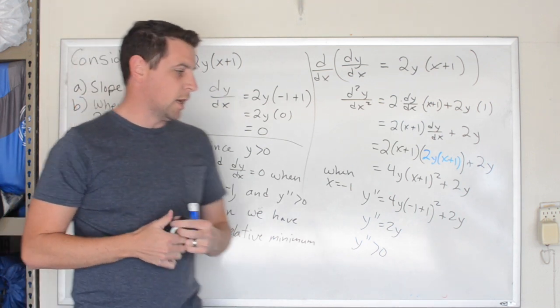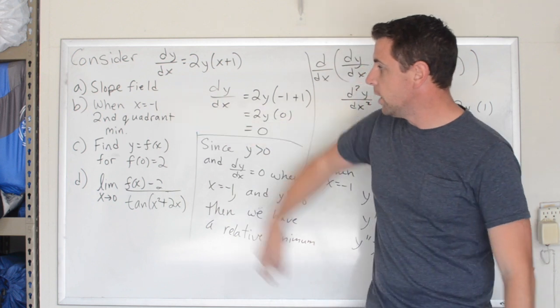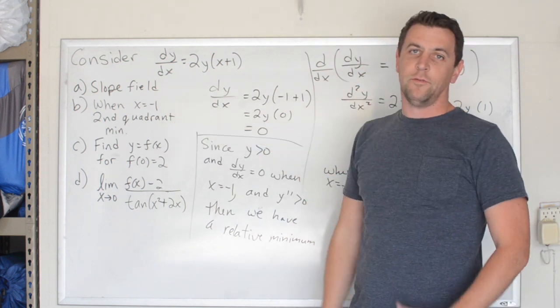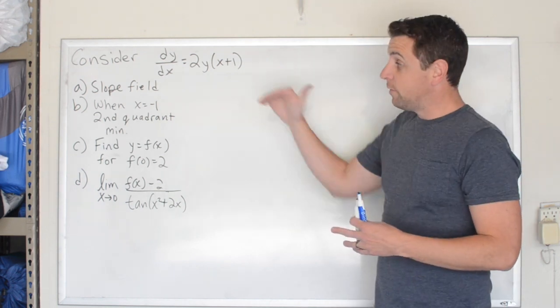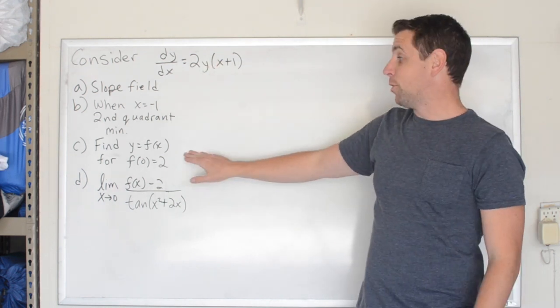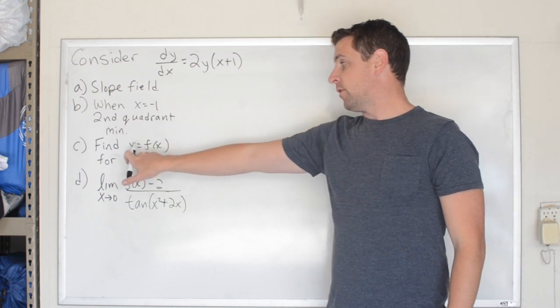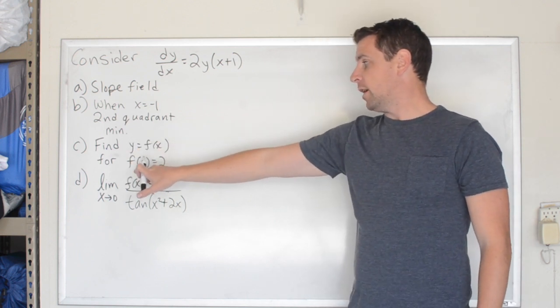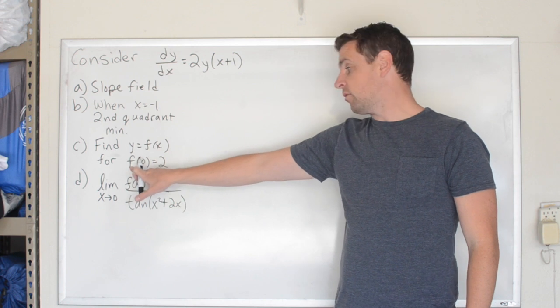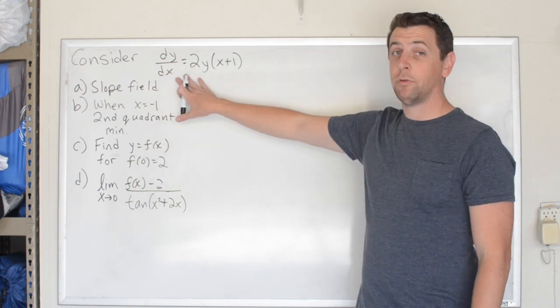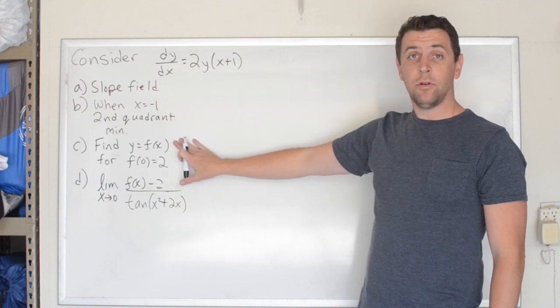And this then completes our second part, part B: when x is equal to -1 and we're in the second quadrant, we have a relative minimum. So we've done part A and we've done part B, and we're working on part C. For part C, they've asked us to find y equals f of x satisfying this initial condition. Basically, they've given us the derivative and they want us to find the integral.